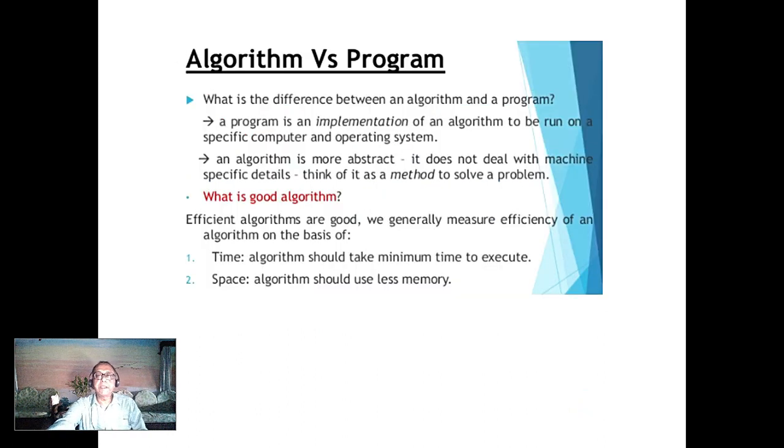Algorithm as program, I have already told you. An algorithm program is the implementation of an algorithm to run on a specific computer and operating system. An algorithm is more abstract because it is written in an English-like language, or sometimes we use a separate language called pseudo language, which is almost like easy to learn. A good algorithm is the basic class of the thing, and it is independent. I again told you, it is independent of any language in which you are implementing.